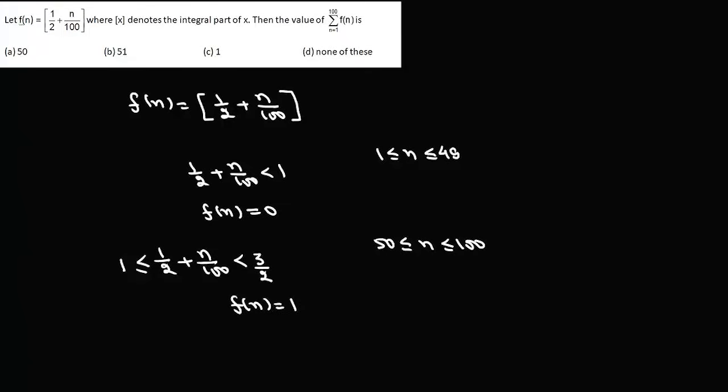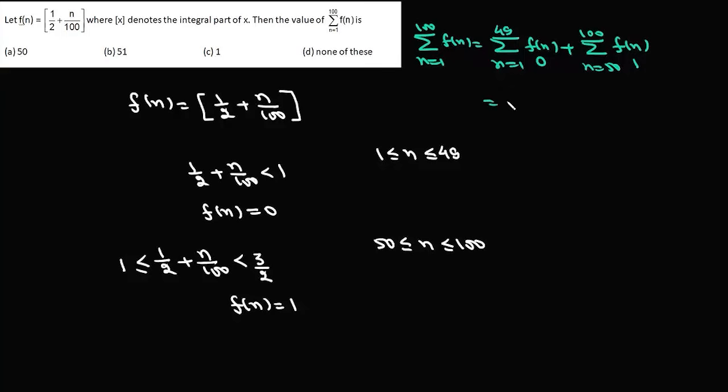Now if we look at this required summation, it will be the summation n varies from 1 to 100 of fn. Now we can break this summation as n varies from 1 to 49 of fn plus the summation n varies from 50 to 100 of fn. Now from 1 to 49, this is 0, and from 50 to 100, it is 1. So it is nothing but the summation n varies from 50 to 100 of 1, and this is nothing but 51, and that's your option B.